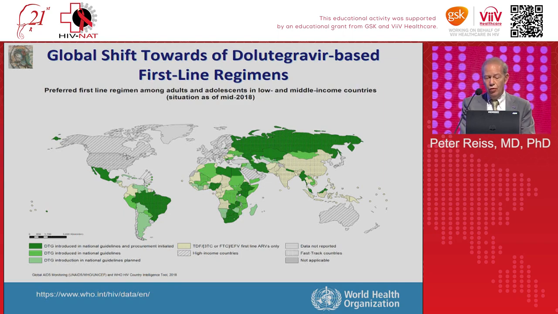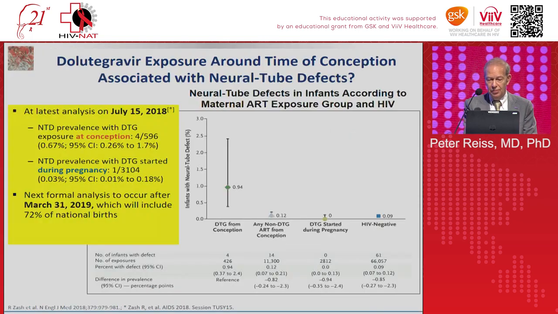Treatment safety also continues to present novel challenges. I have already mentioned how first-line treatment is shifting towards integrase inhibitor-based treatment. This slide illustrates the shift across the world towards dolutegravir-containing regimens, with countries depicted in dark green being the ones where dolutegravir was introduced in national guidelines and procurement had started as of mid-2018.